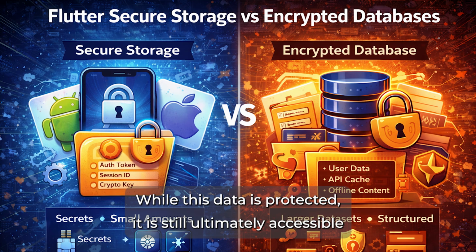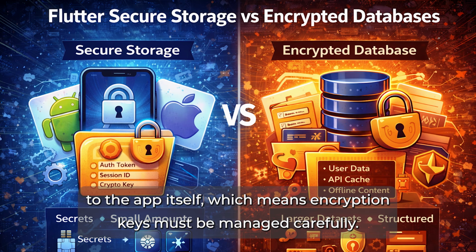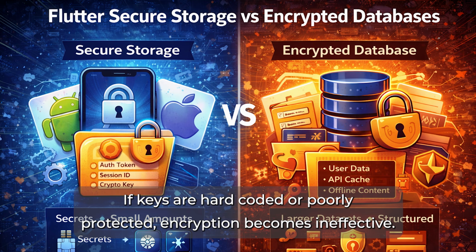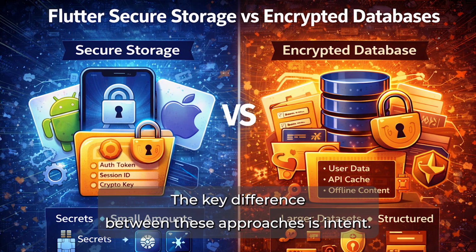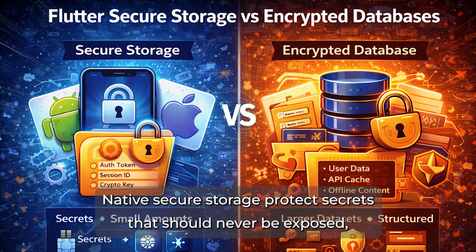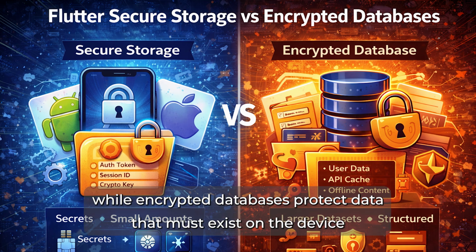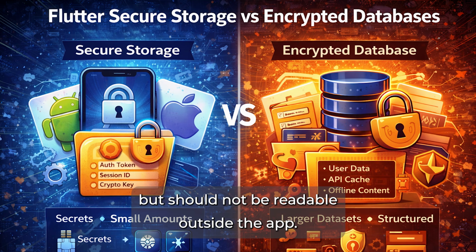While this data is protected, it is still ultimately accessible to the app itself, which means encryption keys must be managed carefully. If keys are hard-coded or poorly protected, encryption becomes ineffective. The key difference between these approaches is intent. Native secure storage protects secrets that should never be exposed, while encrypted databases protect data that must exist on the device but should not be readable outside the app.